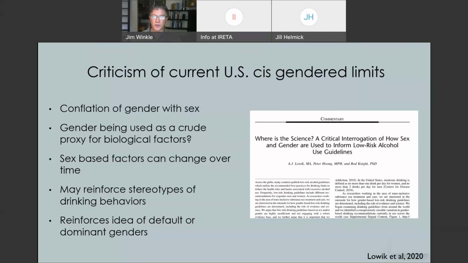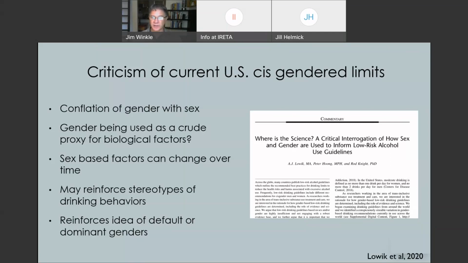For example, if larger people are less impacted by alcohol use than smaller body mass, then why don't we screen for bigger body mass instead of using gender as a proxy for that? Same goes with hormones or liver size. Also, when we use sex-based factors, these guidelines don't account for how these factors can change over time. When someone transitions, for example, they may use hormones or surgery. So how does that impact what we assume to be sex-based biological factors?